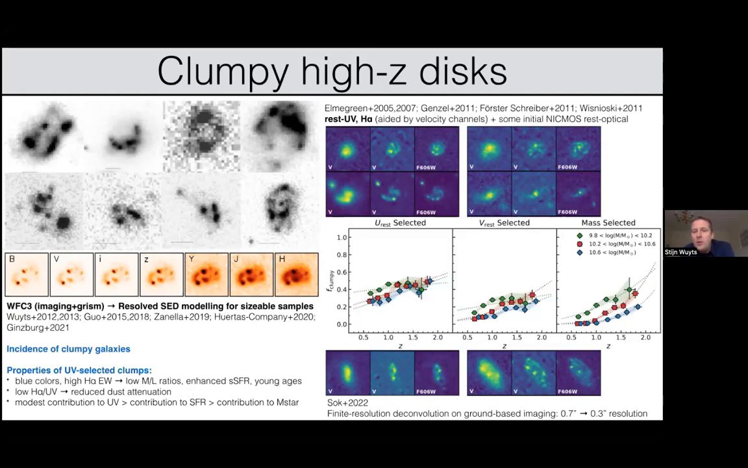And so doing so, these authors show how from redshift 0.5 to redshift 2, the fraction of galaxies that appears clumpy is increasing, how it depends on whether the clumps are identified at short wavelengths, longer wavelengths, or in the stellar mass distribution. And it is a function also of the mass of the galaxy, with a larger fraction of clumpy galaxies at the low mass end.